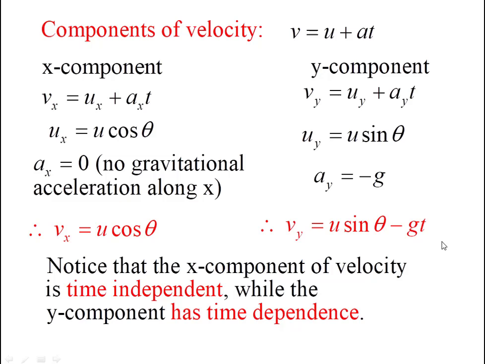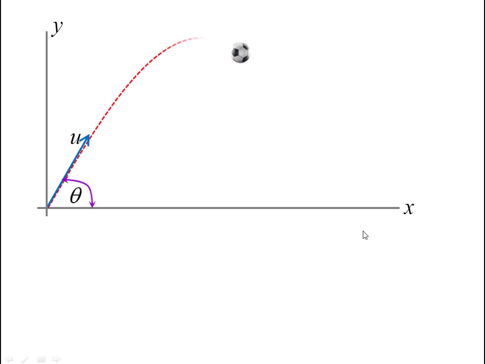Notice that the x component of the velocity has no time dependence, while the y component has time dependence associated with it. There is no t in this equation, which means it doesn't depend on time. But here we have the t term, which means the y component depends on time. Let us see that with this demonstration.